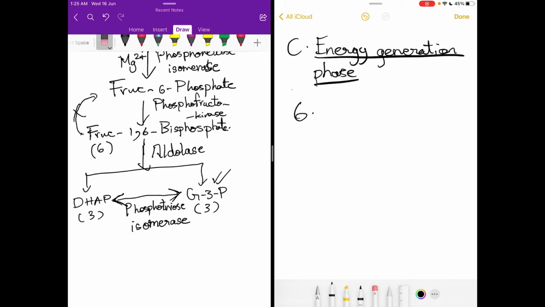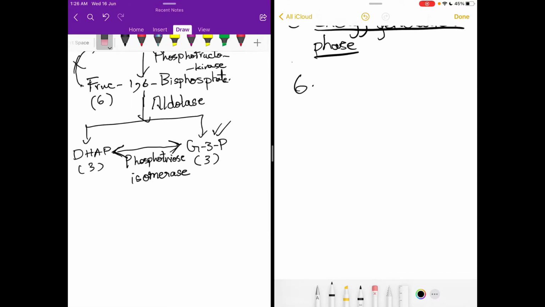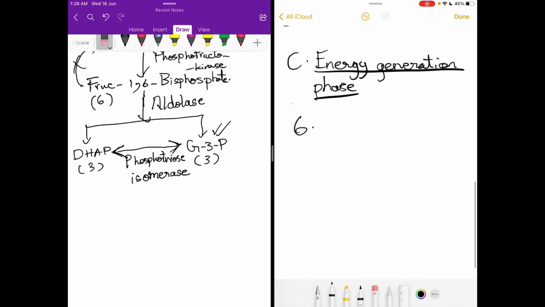And in this step 6, as I told you earlier, DHAP has already been converted to another molecule of G3P. Meaning to say, now we have 2 molecules of G3P in hand. So this energy generation phase is going to happen twice because there are 2 molecules of G3P, right? And at the end of this cycle, we'll get 2 pyruvates, right?